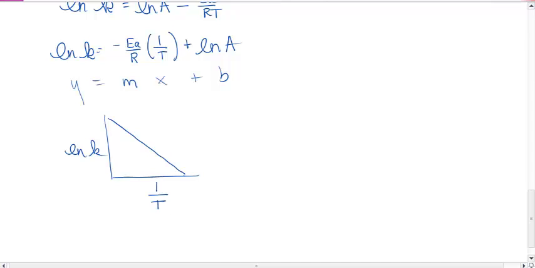If you've got this line, how do you find A? It's the y-intercept, right? Because this is B, the natural log of A, so you can find A through that y-intercept. But this has a slope of negative E sub A over R. Sometimes people wonder, how do they find activation energy?